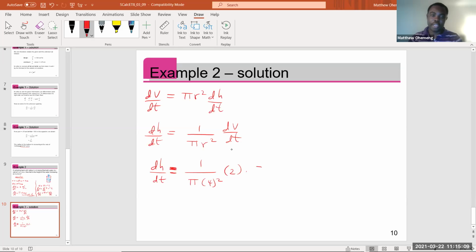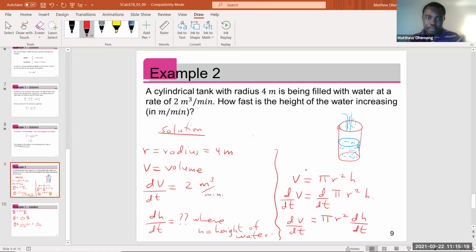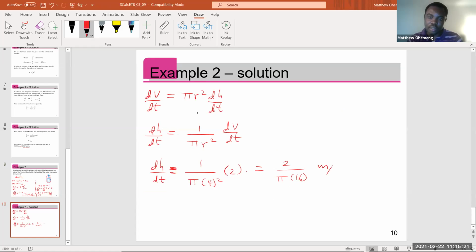So when you get here, you can just simplify. That will give us 2 over pi times 16, and then the unit is meters per minute. So finally, you can simplify this a bit. I get 1 over 8 pi meters per minute.